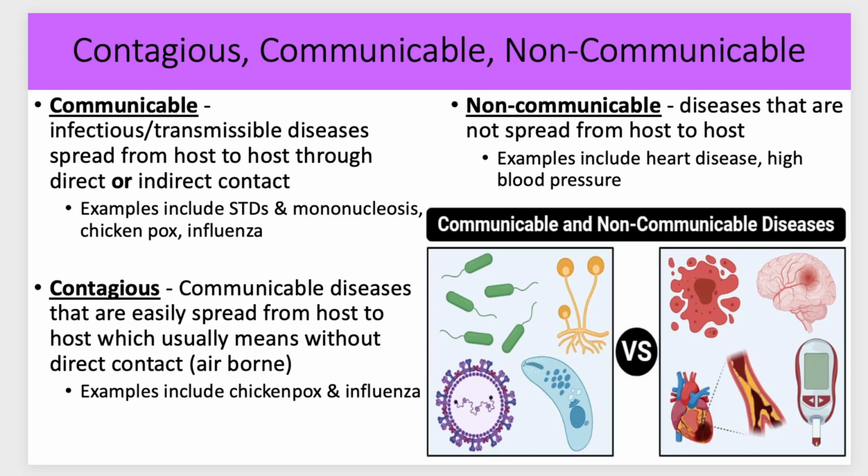Last terms, and then we'll be done. One of these is communicable. Communicable means infectious or transmissible diseases that spread from host to host through direct or indirect contact. Examples of this can include STDs, mononucleosis, chickenpox, influenza. Contagious would be a communicable disease that is easily spread from host to host, which usually means without direct contact. So it could be airborne. Chickenpox could be an example of that, or influenza.